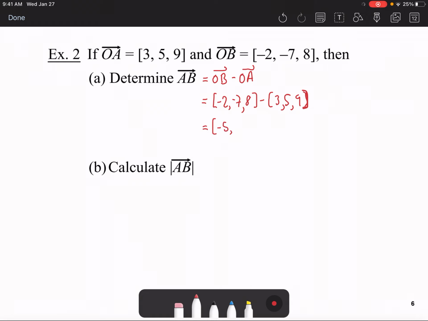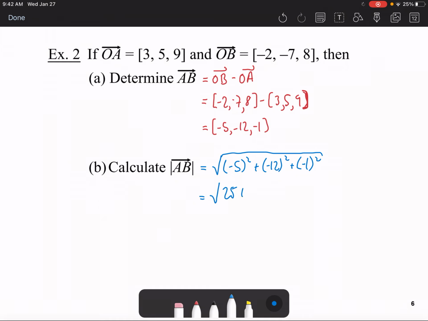So this becomes negative 5, negative 12, and negative 1. As we just saw, to calculate the magnitude of these things, all we have to do is just square each of our values, add them together, and put it under a square root. So this just turns out to be the square root of 170. Okay.